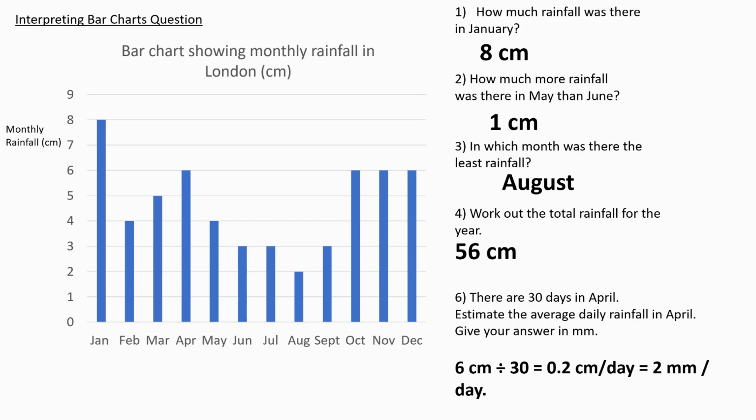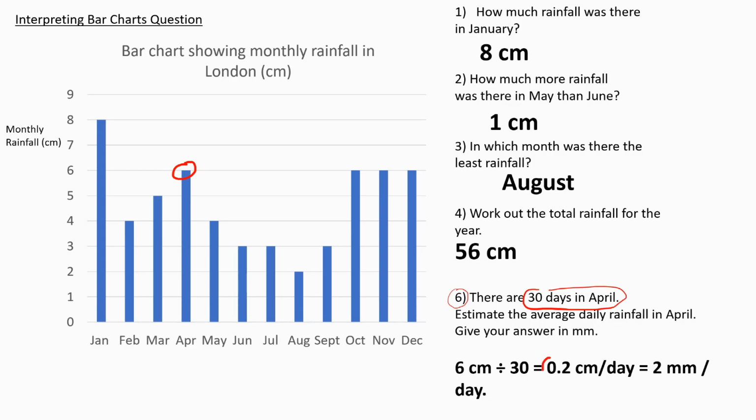For question 6, you might have found this a bit tricky. The average rainfall is going to be the total amount of rainfall for April, because there are 30 days in April, and we know from the bar chart that if I go across to April and up, that there's 6 centimetres of rainfall that month. So I need to do 6 centimetres divided by how many days are in April, which is 30, which gives me 0.2 centimetres per day.